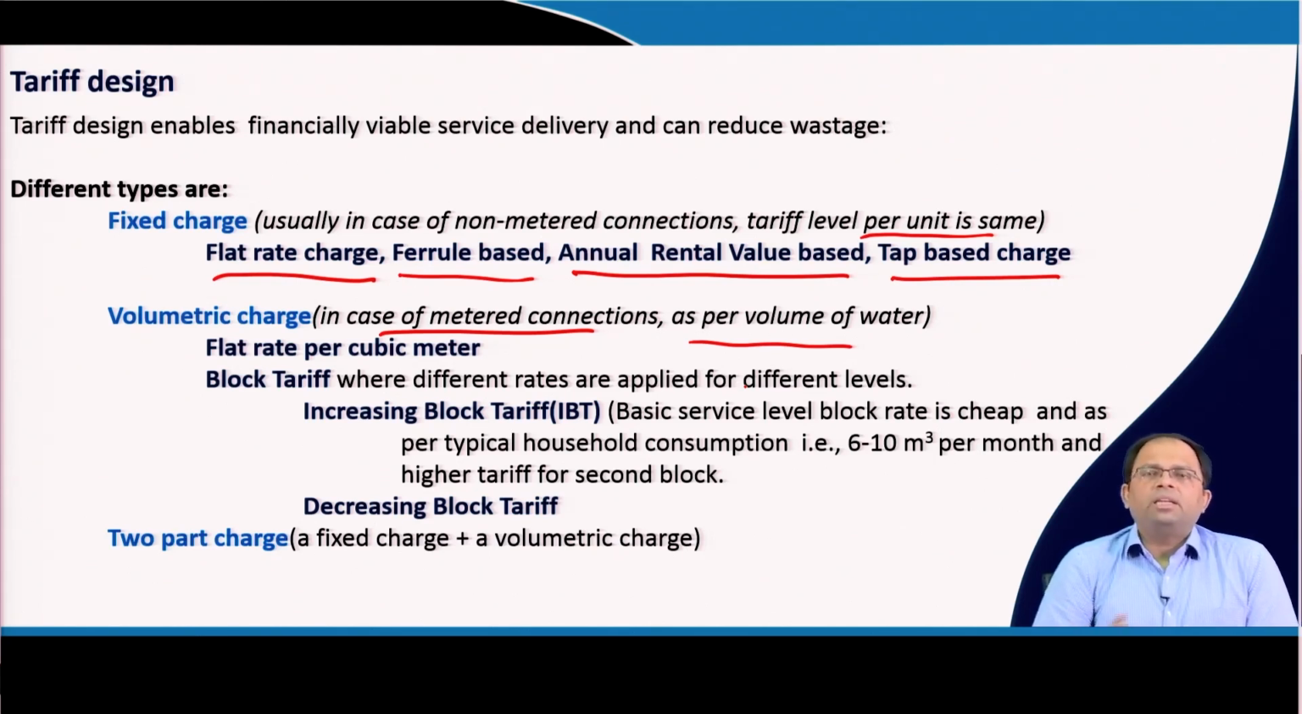So if I take 10 cubic meters of water, I will spend, for example, 10 rupees. If I consume 20 cubic meters of water, then I will spend 20 rupees. So it's a flat charge. Or it could be something like a block tariff. Block tariff means where different rates are applied at different levels. We create separate blocks of tariff, right? For a certain consumption volume, we create some tariff. If the volume increases, then for the next block we have a different tariff. So there could be different ways we can set that.